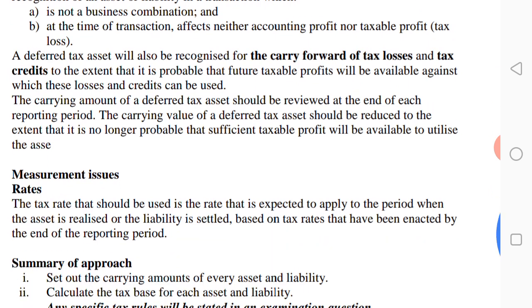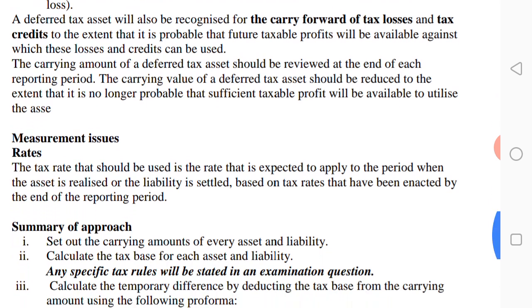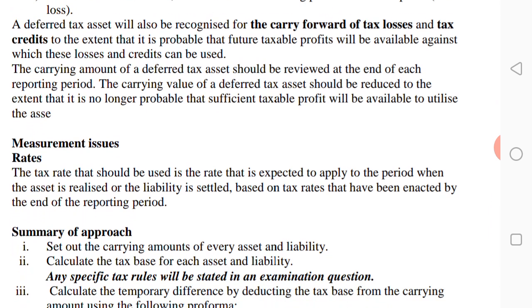So a deferred tax asset will also be recognized for the carry forward tax loss. Tax loss that will carry forward is also a deferred tax asset, and so is a tax credit, because you're going to relieve your tax in a future period, to the extent that it is probable that the future taxable profit will be available against which these losses and credits can be used.